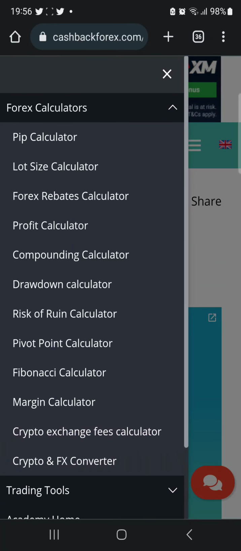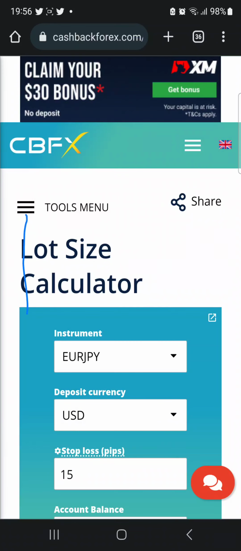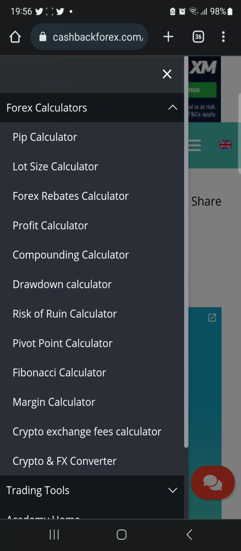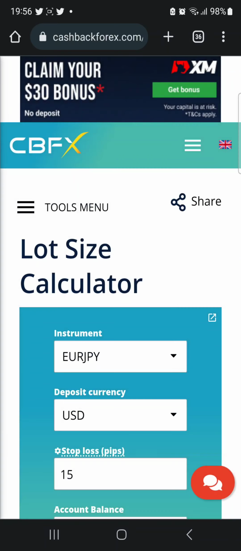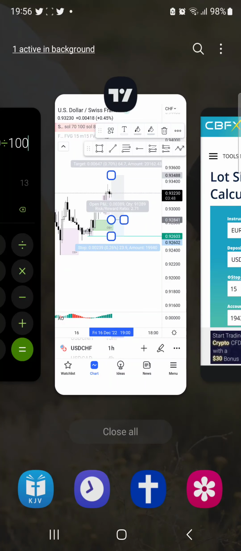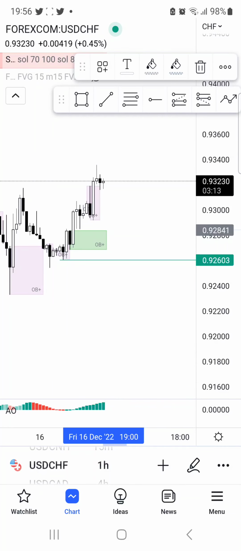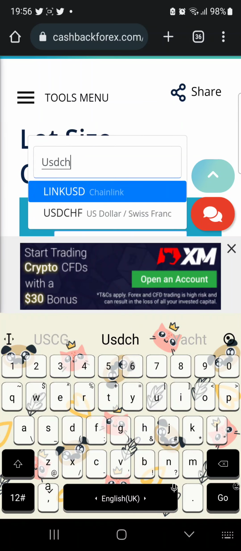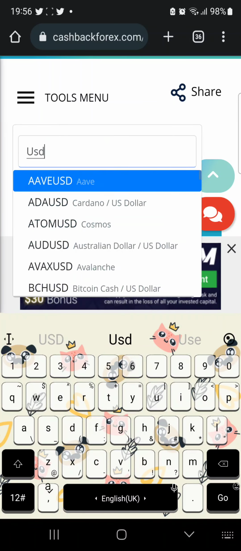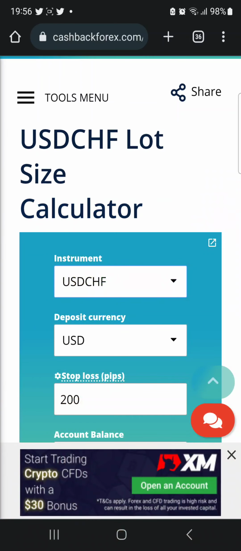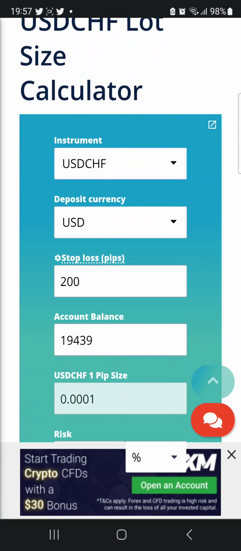If you come to their tools, you see that they have lots of tools. You will see profit calculator, forex calculator, lot size calculator. We only want to use the lot size calculator. That is the most important thing. Now you will choose the pair. Here is USD CHF, and my pips is 23.9. So you come here and choose USD CHF. Okay, deposit, leave this one the way it is.